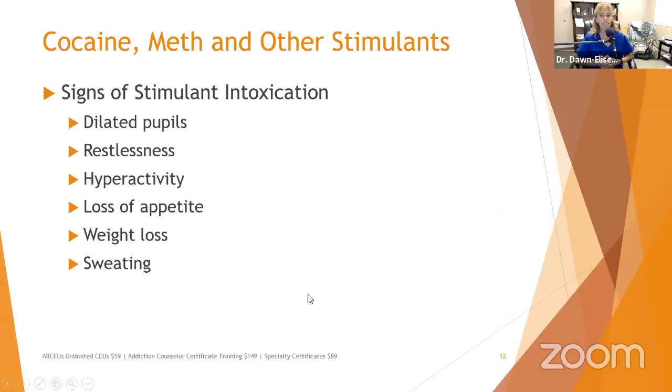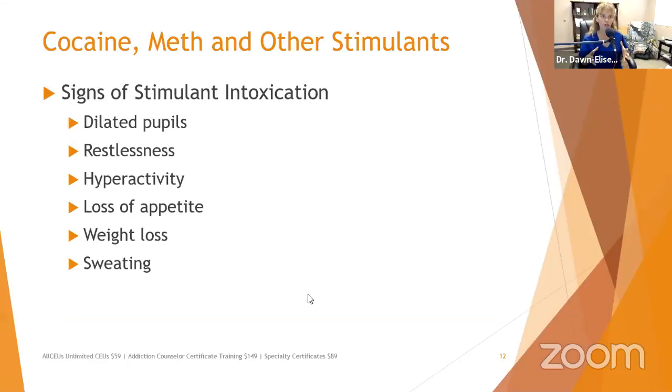Signs of stimulant intoxication. So we're going to move on. We've done alcohol and cannabis. Those are kind of in their own categories. Stimulant intoxication is pretty easy to pick out in clients. They will have dilated pupils. So you want to look for those pupils that are like wide open and they don't respond to light.